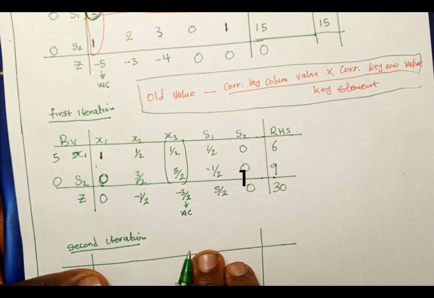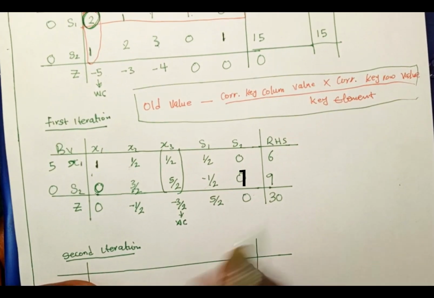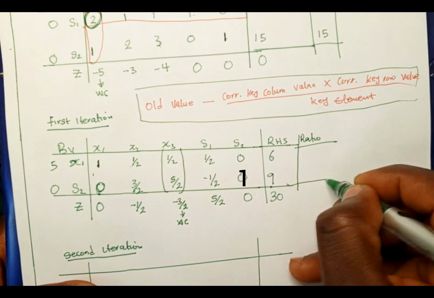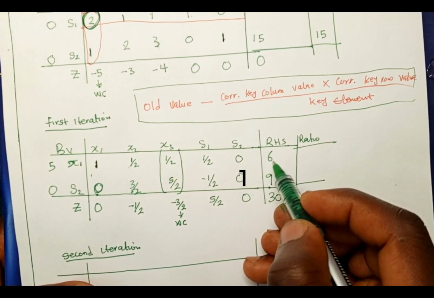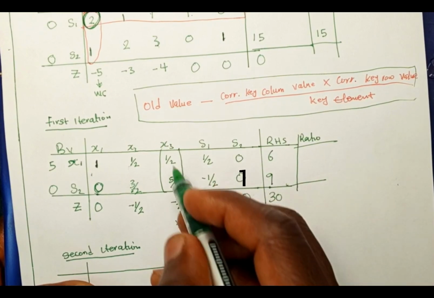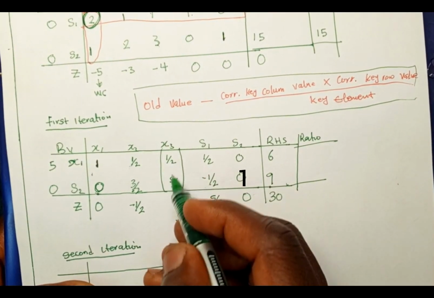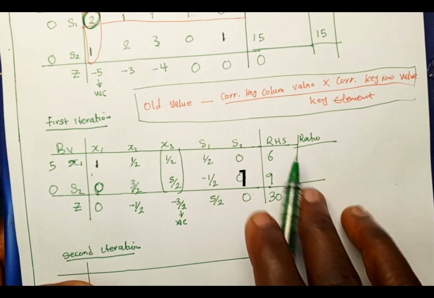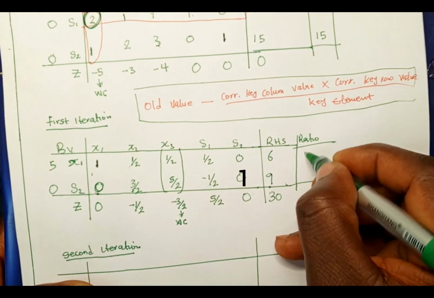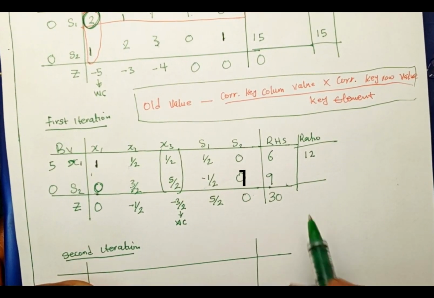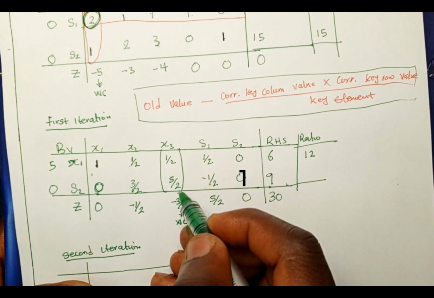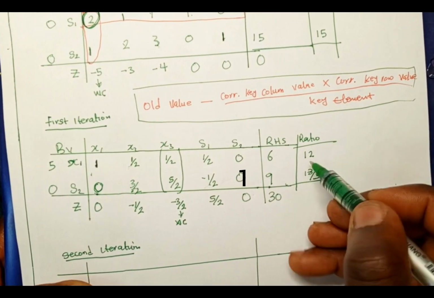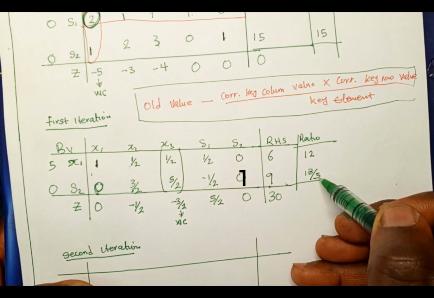Now to get our working row, we do the same thing. What are we going to do? We create another column called ratio. We divide the right hand side by the key column. Looking at the column, the first row is 1 over 2, and the second row is 5 over 2. So 6 divided by 1 over 2 gives us 12. Then 9 divided by 5 over 2 gives us 18 over 5.